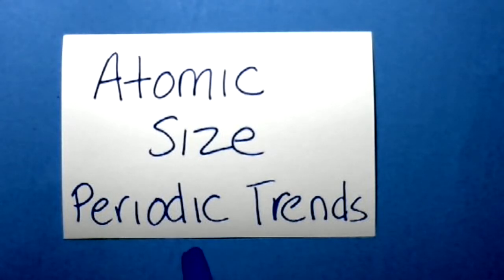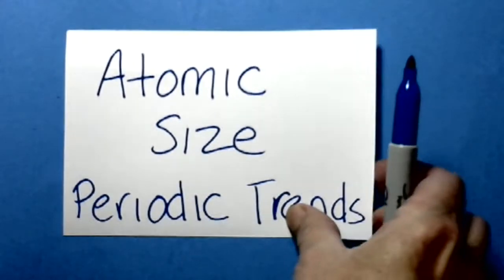Today's video is on atomic size and how we can tell that size based on the periodic table. So you're going to need your periodic tables for this video and a piece of paper for some notes. If you need to, pause the video and then push play again when you've got a periodic table.